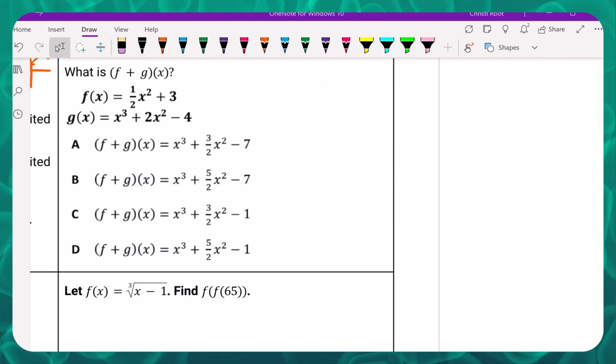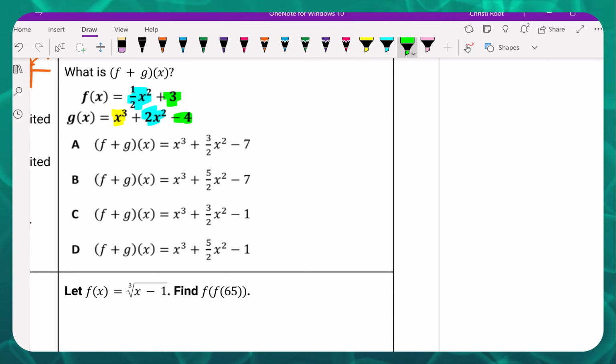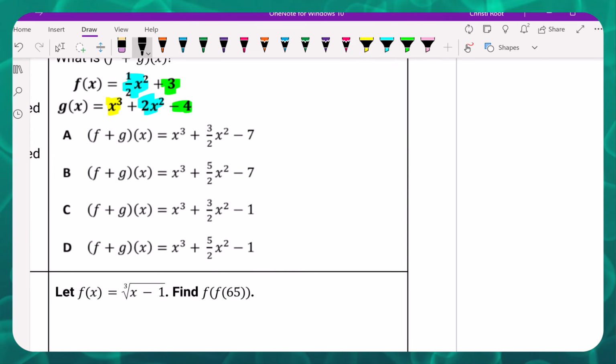Okay, in this next one, you're adding them together, so you can just simply match like terms. I'm just going to color code here. When you're adding terms, you don't change the degree. So I'm going to start with x to the third. It doesn't have a match, so all of those check off.